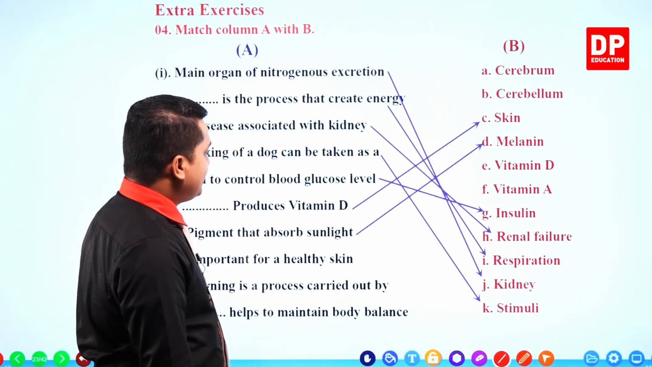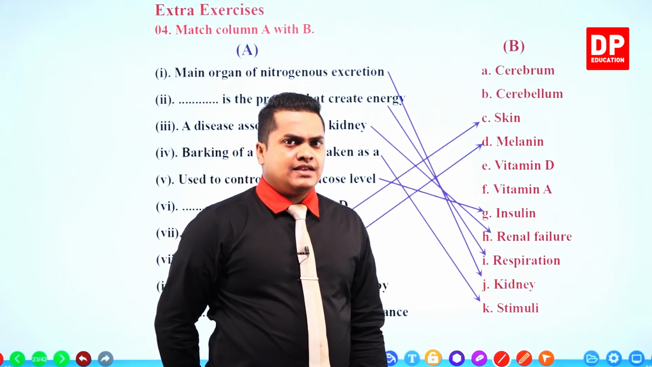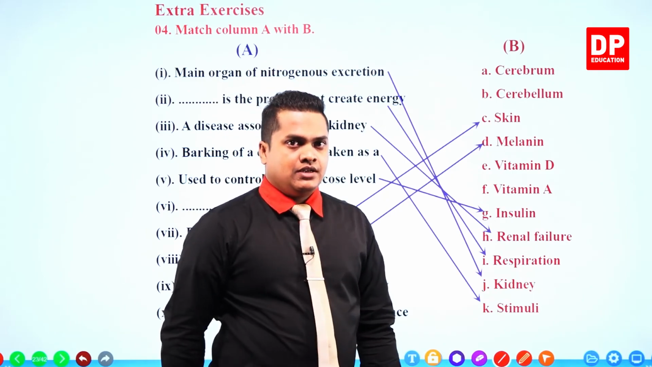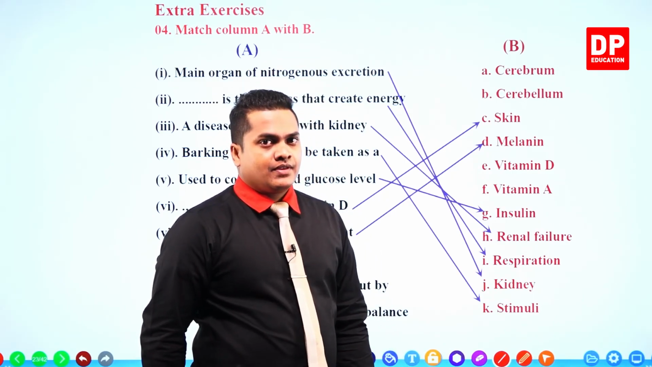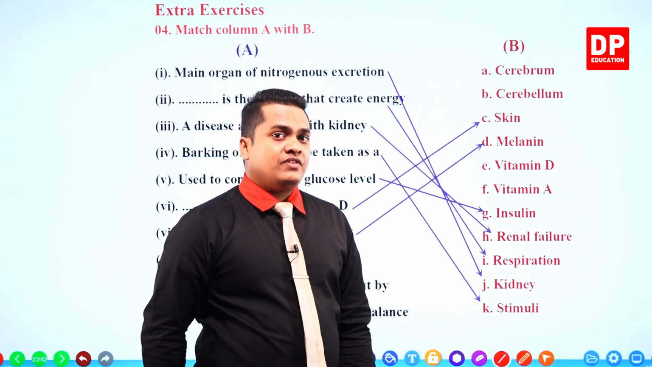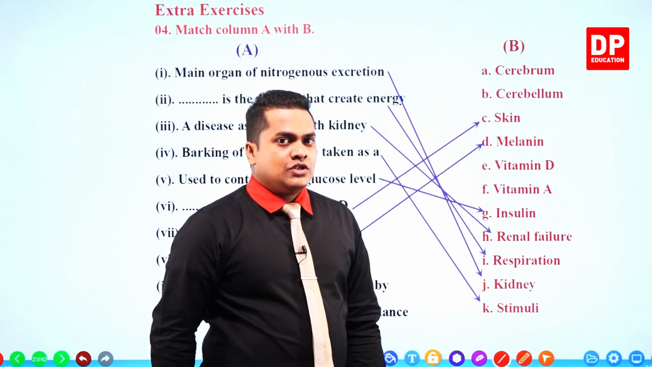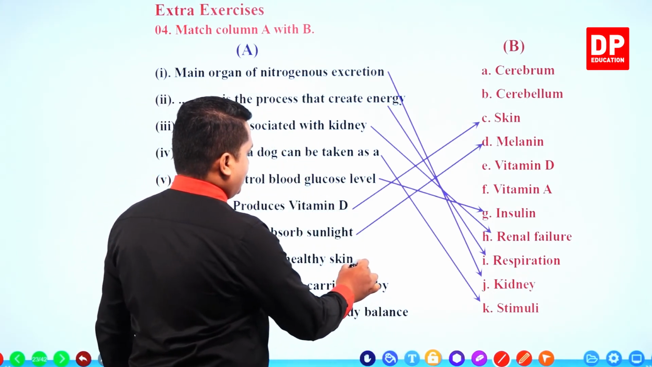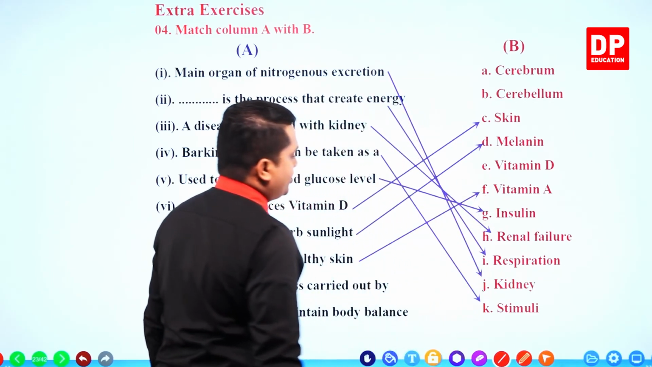Important for a healthy skin, right? Two vitamins are given, vitamin A and vitamin D. D is the vitamin which is produced by the skin. So vitamin A is the vitamin which is important for a healthy skin, my dear children. So the answer for this question, important for a healthy skin, is vitamin A. Not D, it should be A.